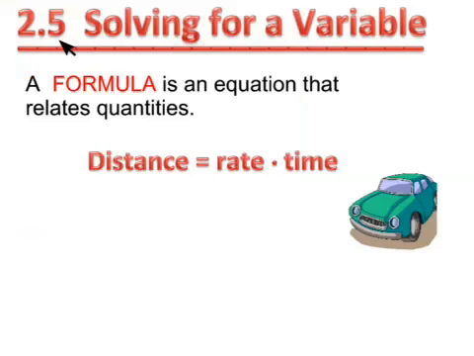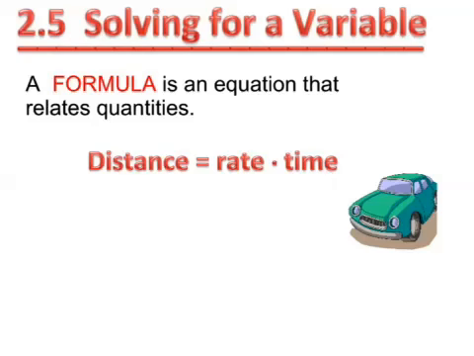Section 2.5 is one of the more difficult sections for students in Chapter 2. It involves not too many numbers. In fact, we're just going to be using letters most of the time, so we're going to be solving for one of those letters. A little vocabulary word: a formula is an equation that relates some quantities. For example, you should have memorized that distance equals rate times time.